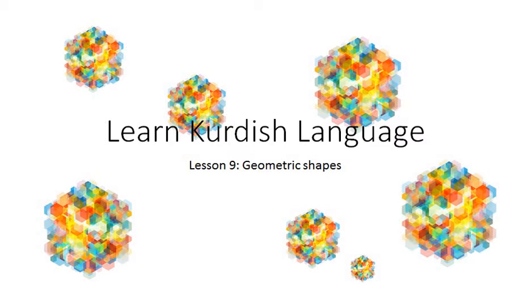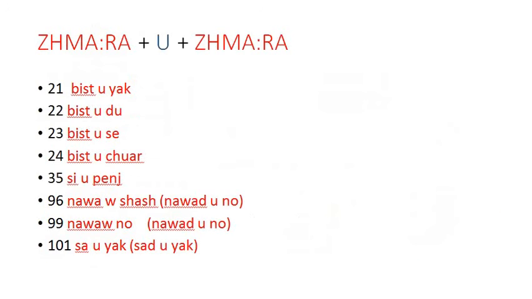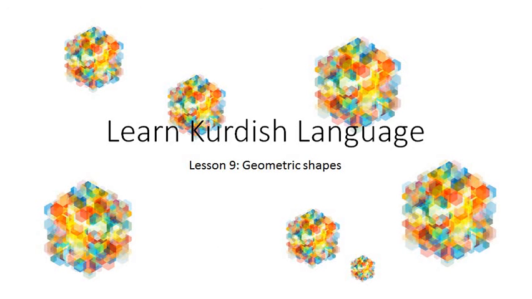It's our ninth lesson in Learn Kurdish language. And today I'm going to talk about geometric shapes and some vocabulary about that. And we will do some math operations in Kurdish. As last time we studied the numbers. If you remember, we studied the numbers. But we will study the geometric shapes and so on.